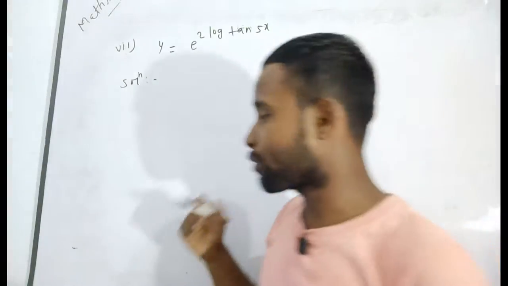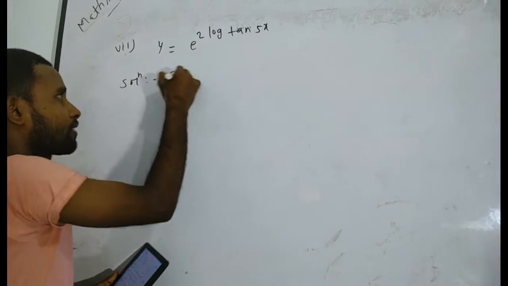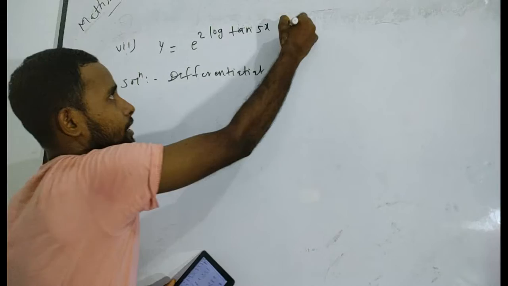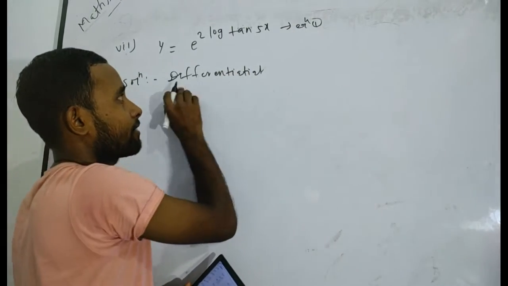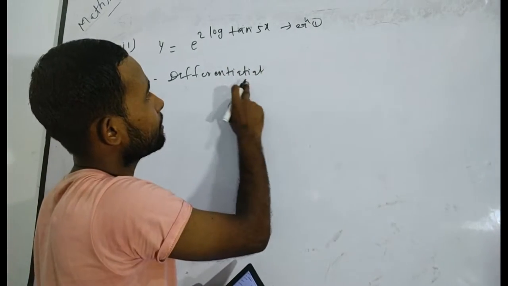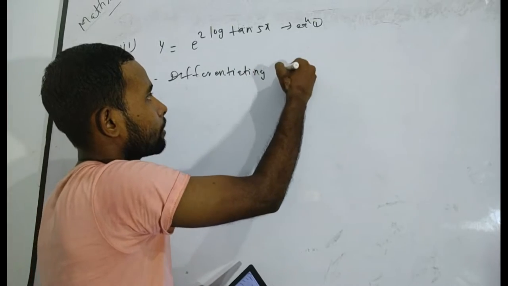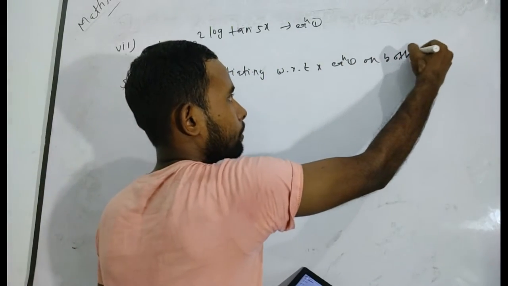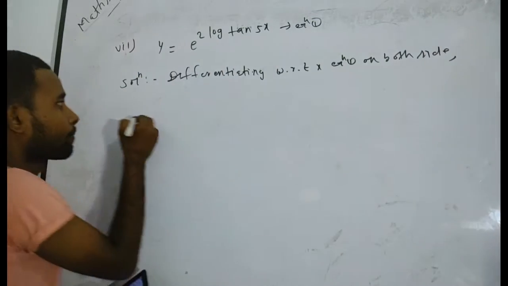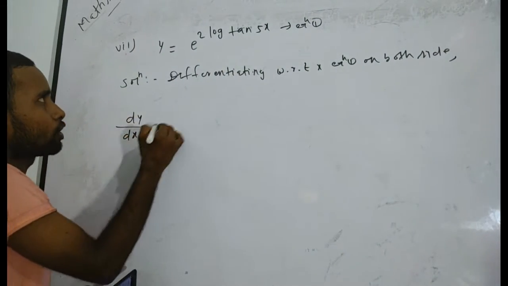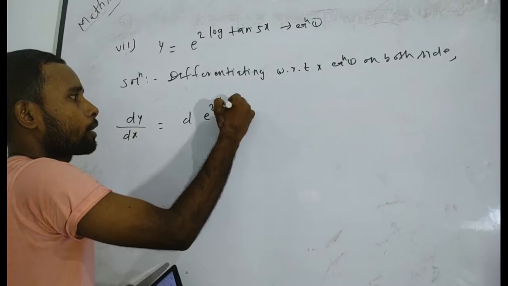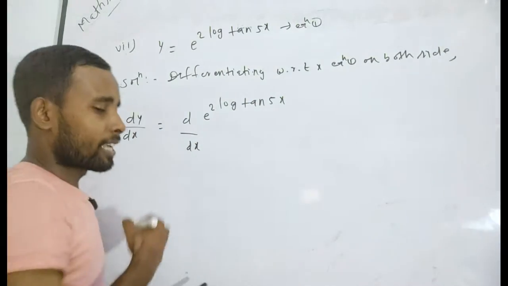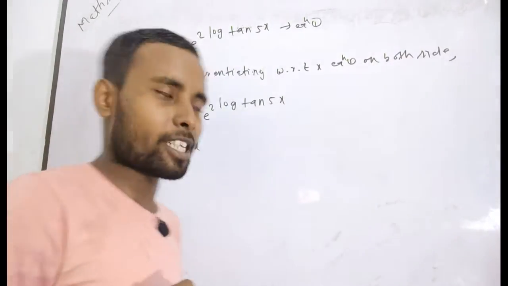Before starting, first of all, if you see this problem, you have to write here differentiating on both sides, if you have time, or if you are giving a subjective type examination. Differentiating with respect to x on both sides of the equation. You will get the derivative of y with respect to x, dy by dx. The derivative of e to the power 2 log tan 5x with respect to x, and you know that you cannot differentiate this function directly with respect to x.